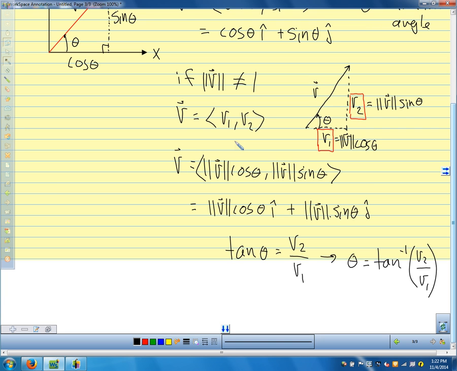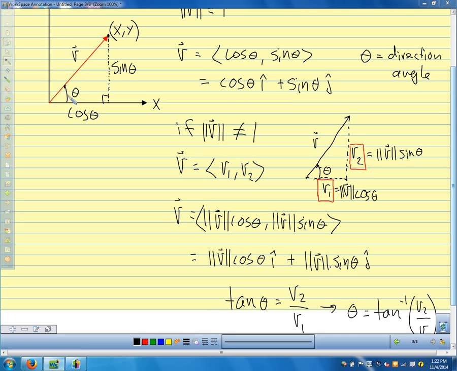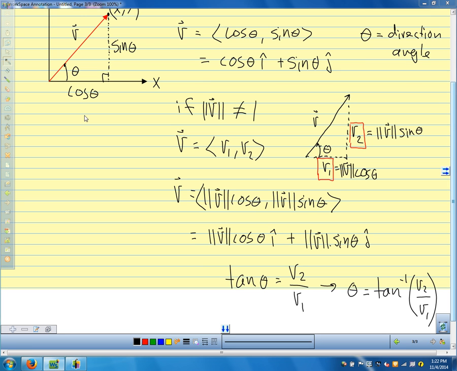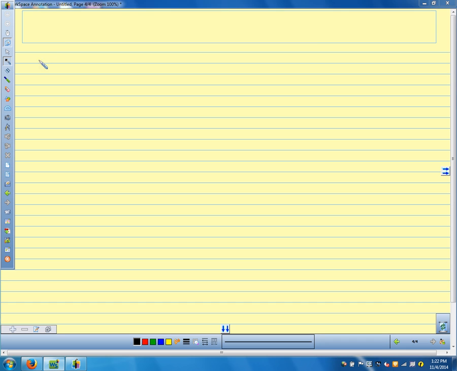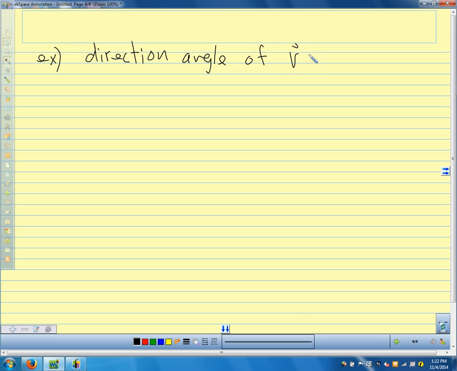All right, questions there? So we're just drawing, for this piece, we're thinking of our vector as making little triangles with an angle theta here. All right, so let's look at an example using this idea, and then that's really just about all we need to talk about today. So let's say we want the direction angle of this vector 2i minus j.